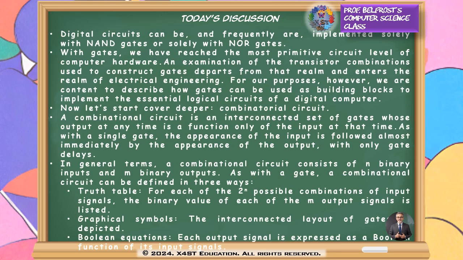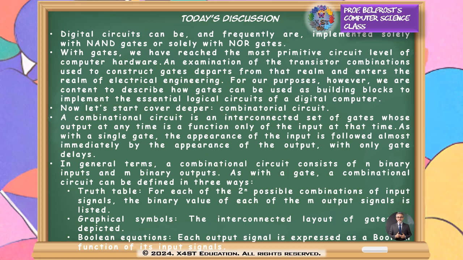Okay, so digital circuits can frequently be implemented solely with NAND gates or solely with NOR gates. With this we have reached the most primitive circuit level of computer hardware. But we are mostly not only dealing with these things, because we have what's called a combinatorial circuit. Also, we have a sequential circuit, and this is very important. Okay, so we have something that we need to note.